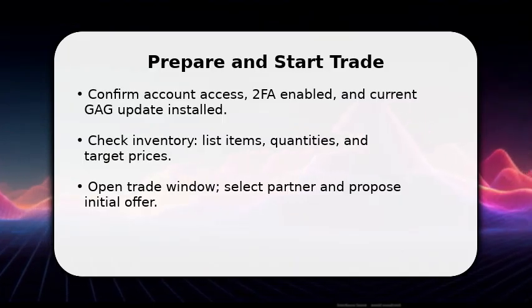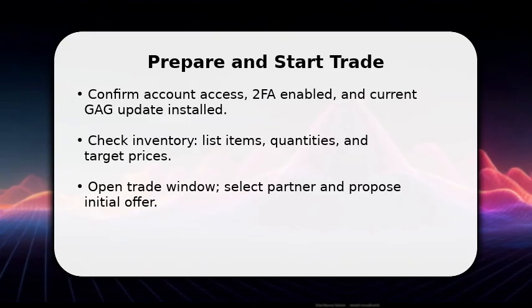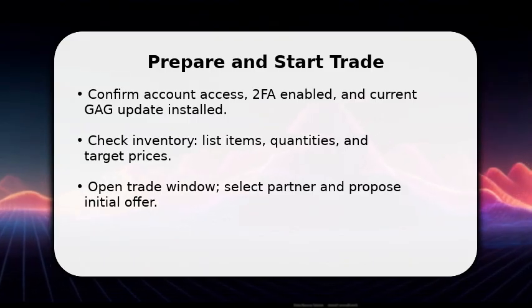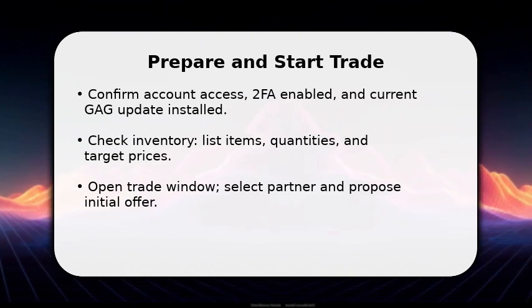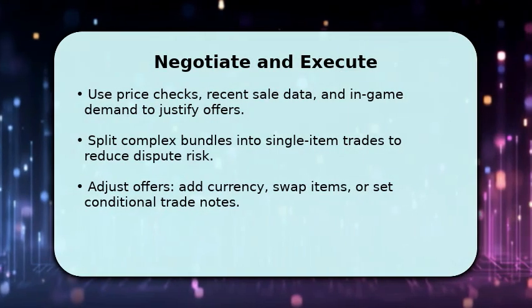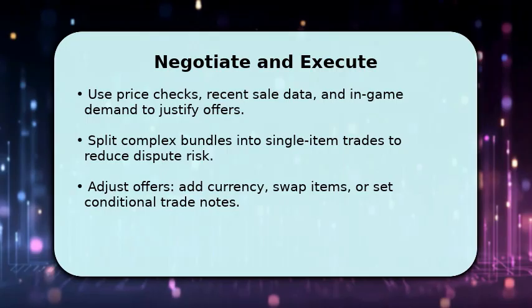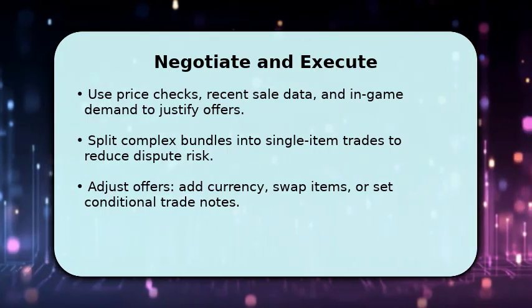Propose an initial offer focusing on high-value items first, explain why each item is listed, and wait for their acknowledgement before adjusting terms. You now negotiate using recent sale data and in-game demand to justify your prices. This shows the partner how you calculated value.